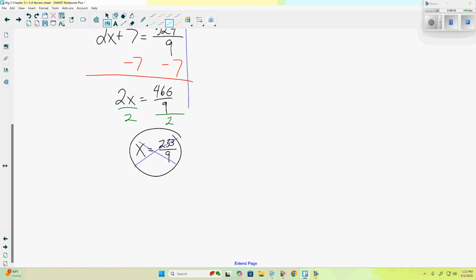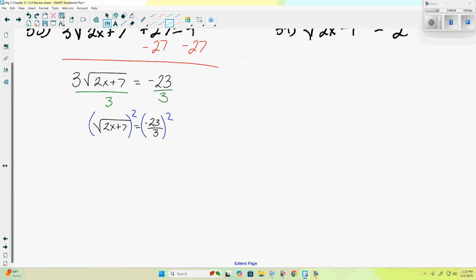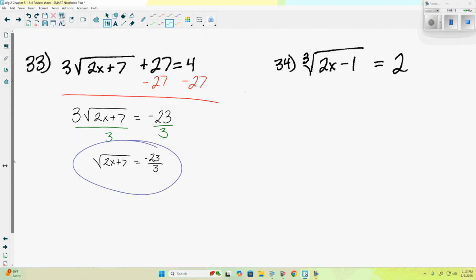Are there any other solutions? No, so this here is no solution. We also said an even radical cannot equal what? A negative number, yes? We have a square root equals a negative. It doesn't work. Odd roots is fine, but let's look at 34.